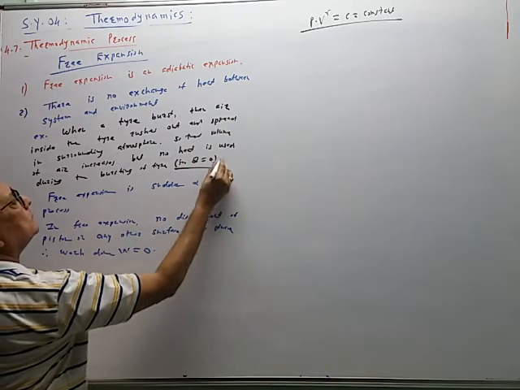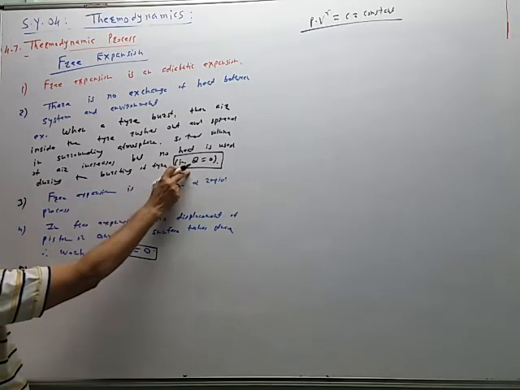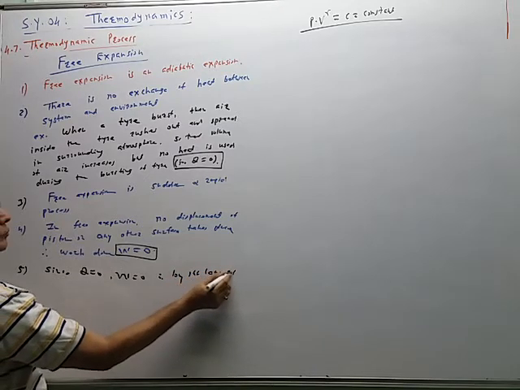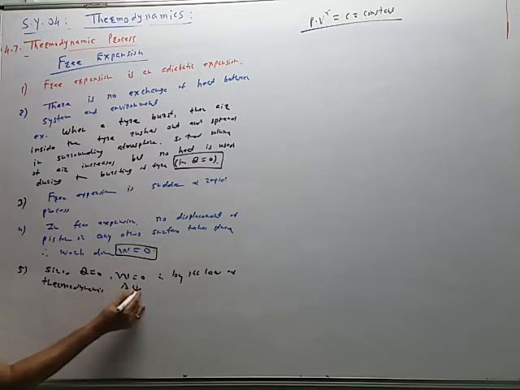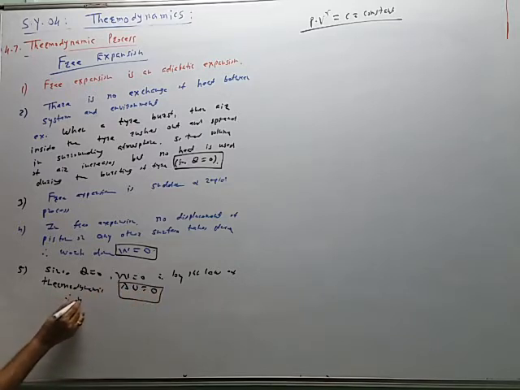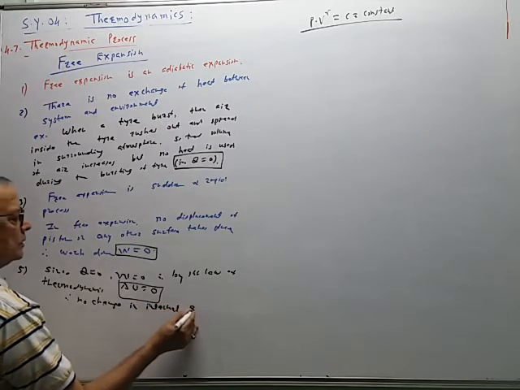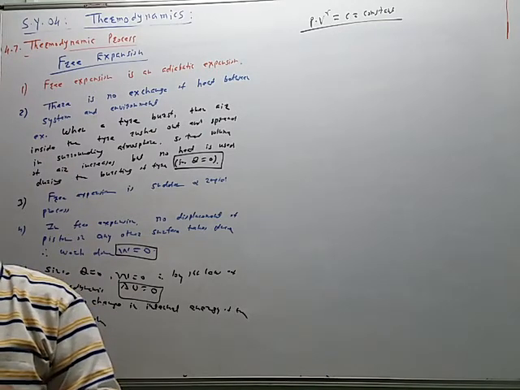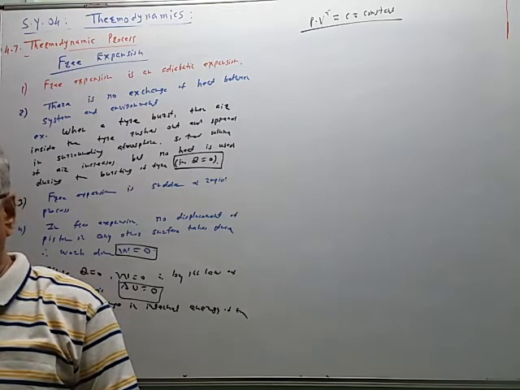So you can underline this. Since Q is equal to 0, no exchange of heat, W is equal to 0, therefore by the first law of thermodynamics, delta U is equal to 0, no change in internal energy of the system. Like this. So in this process, the pressure, volume and temperature, all these three coordinates are changing very rapidly, and therefore it is not in thermal equilibrium.